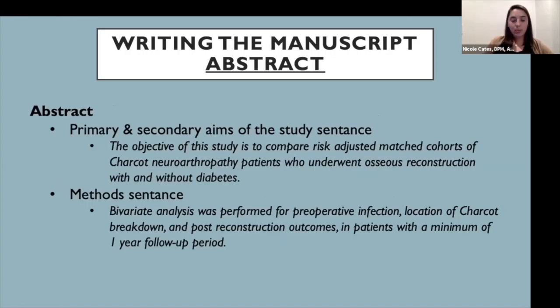And so here's an example. I copy pasted the section of the abstract for this. So in our comparison of patients with and without diabetes that we were talking about before, the aim of the study, I defined as: the objective of the study is to compare risk-adjusted matched cohorts, so that's something separate, of Charcot neuropathy patients who underwent osseous reconstruction with and without diabetes. And then what is our method sentence, right? So bivariate analysis is performed for preoperative factors, location of Charcot breakdown, and postoperative reconstructive outcomes in patients with a minimum of 1 year follow-up, right? So we've defined what statistical analysis we performed, what factors we compared for, and we included some of our inclusion and exclusion criteria that were relevant.